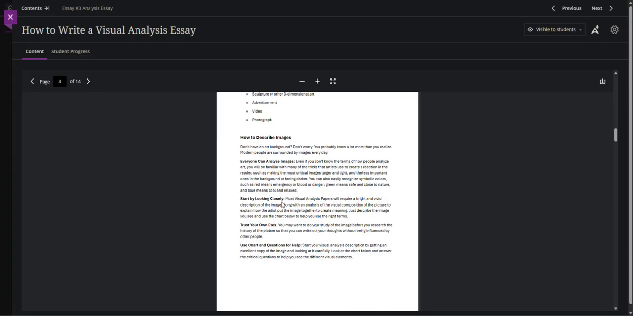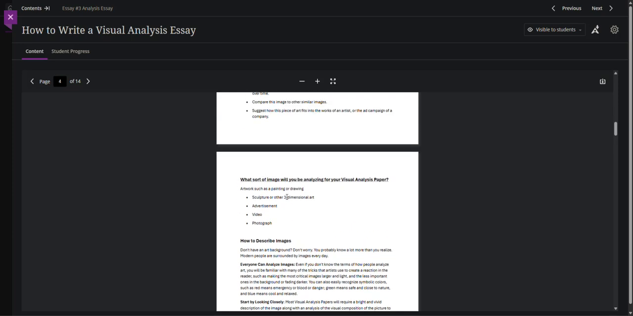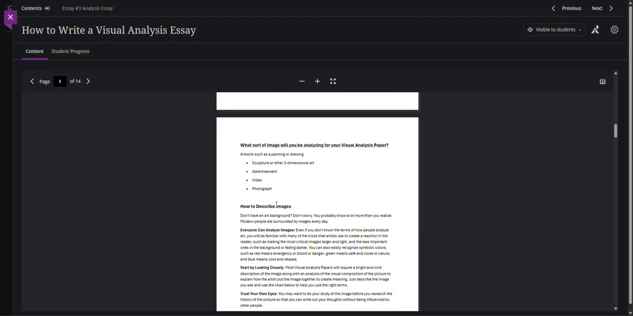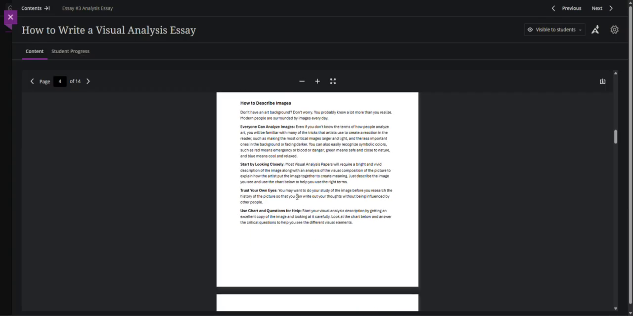This will be here. This is actually a document. It tells you how to describe your images, what sort of images you should analyze. You can analyze artwork or advertisement or part of a video, like a still from a video or a photograph. And you're going to be looking at the image and talking about it, describing it.